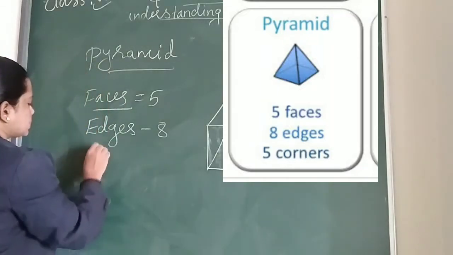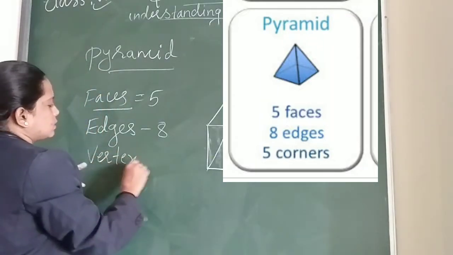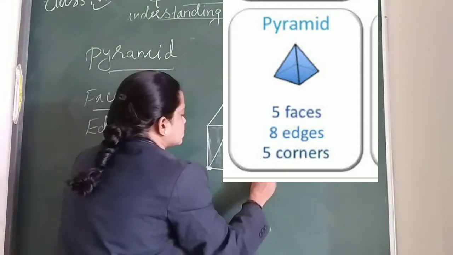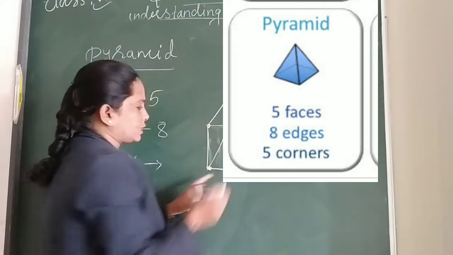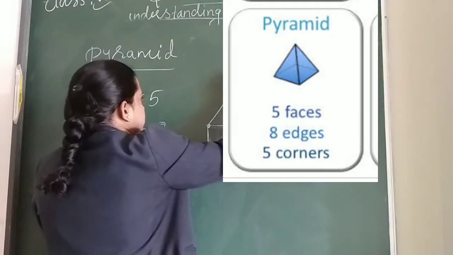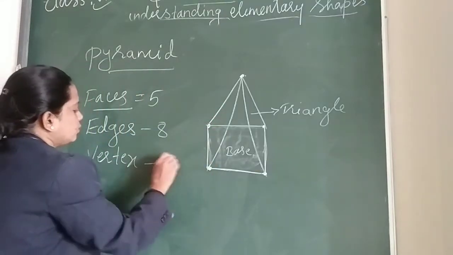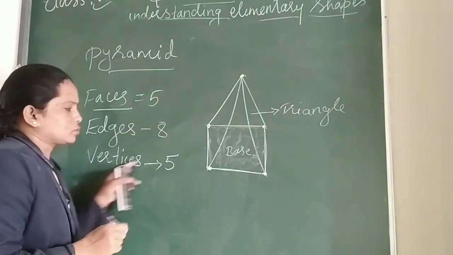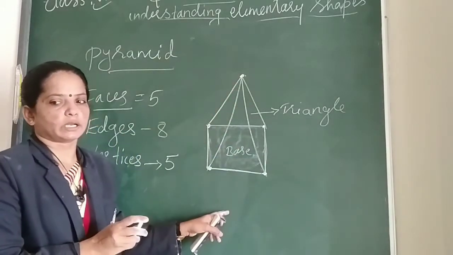So how many vertices are there in this? So here, vertex is where the edges will meet. So here 4 vertices in the base and the top one. So totally 5 vertices. So here 5 vertices are there.